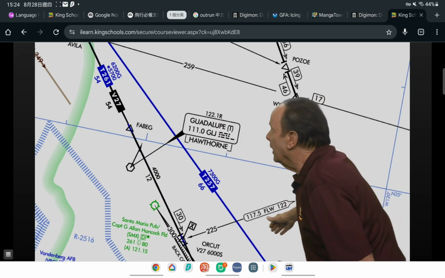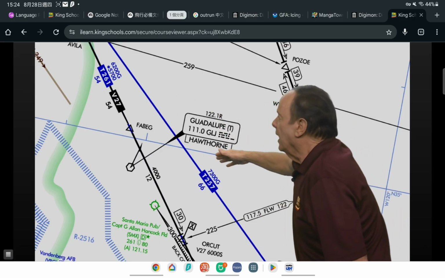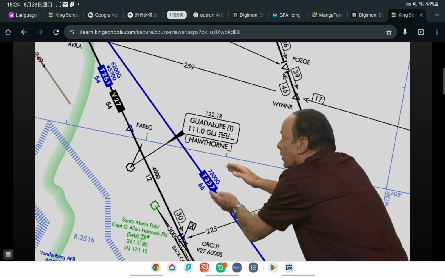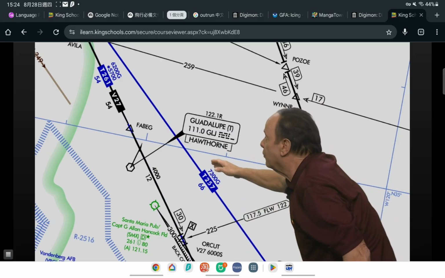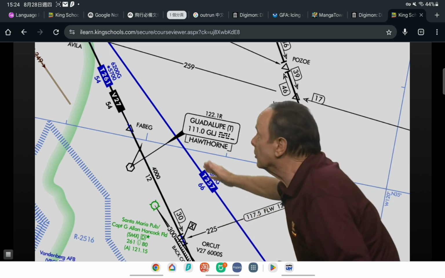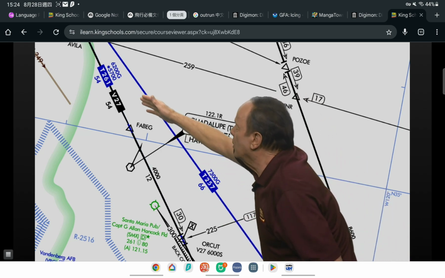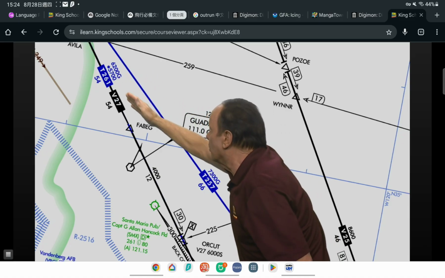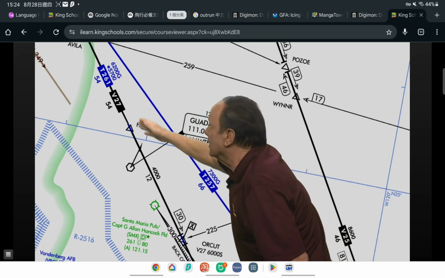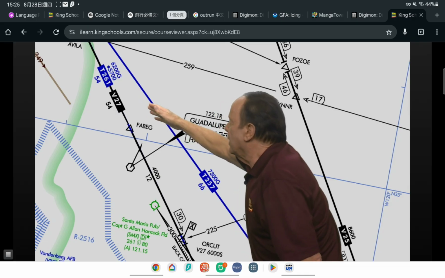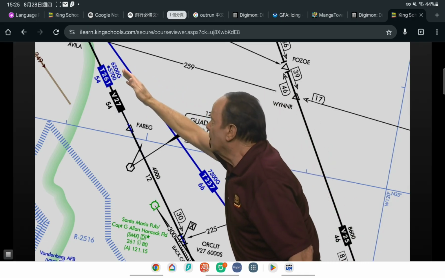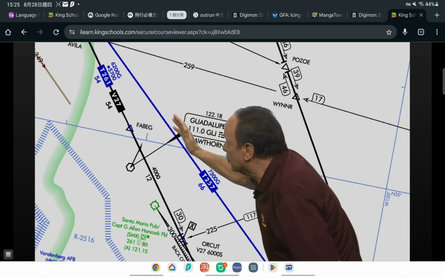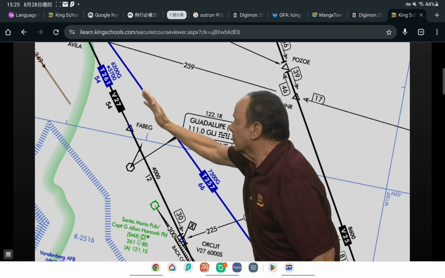The center line is blue instead of black, and the airway identification is a blue box with white letters. This is Tango 257, but just a little to the west over here is Tango 261, and on this portion it shares the same route as Victor Airway 27, Victor 27. So the identification box is blue, showing it's also a GPS or a T route, and it's also black, showing you it's a Victor Airway.